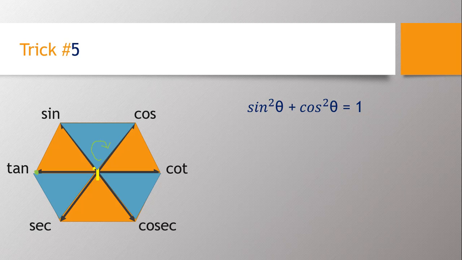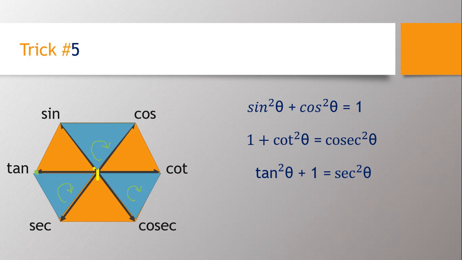Now again looking at this triangle and going in clockwise direction, we are starting with cosec, then cosec square theta is equal to 1 plus cot square theta. And in this triangle again going in the clockwise direction, tan square theta plus 1 is equal to sec square theta. So these are really important trigonometric identities which you will use in several of your trigonometric questions.